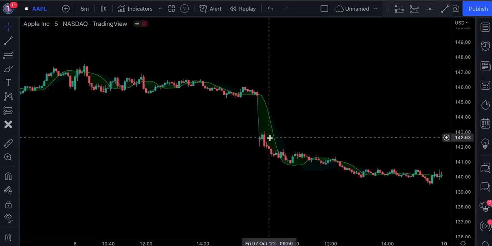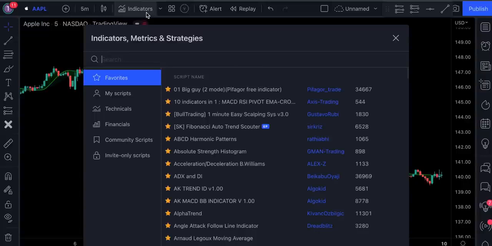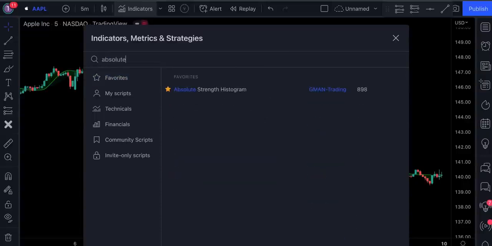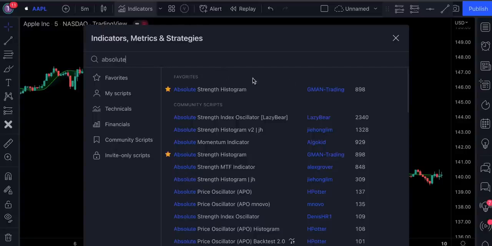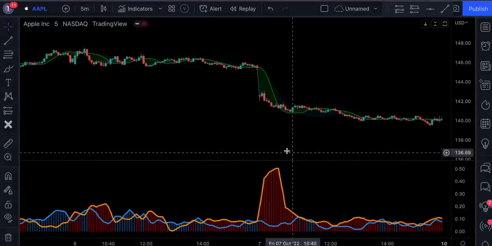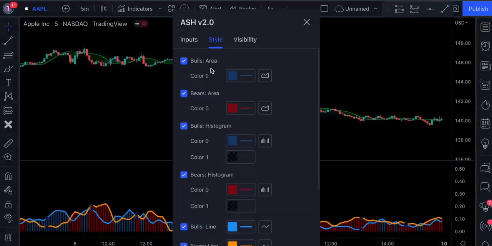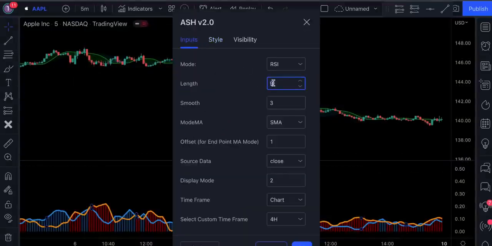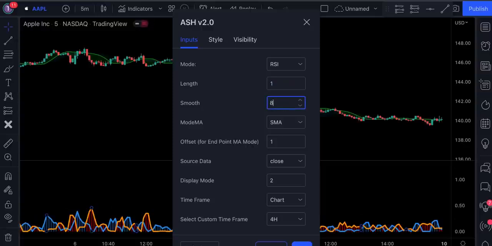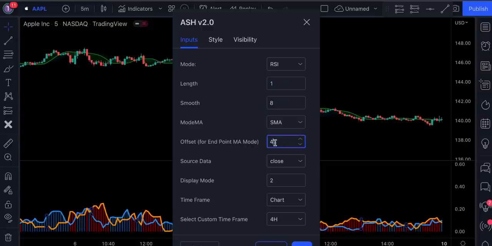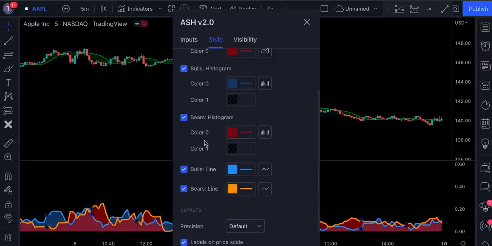Okay, now let's add the second indicator to the chart. We're going to be searching for absolute strength histogram. It's going to be this indicator by G-Man Trading. The next step will be to access its settings and set the length to 1, the smooth to 8, the offset to 4, and the display mode to 4 as well. In the star section, let's uncheck these 2 lines.